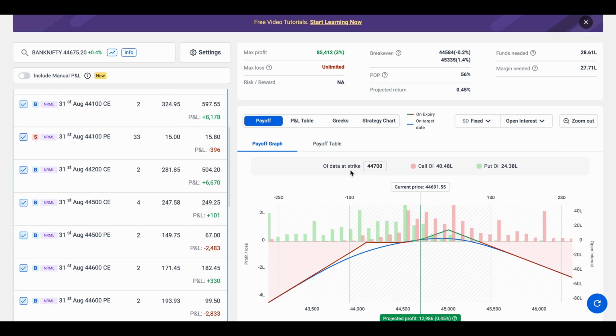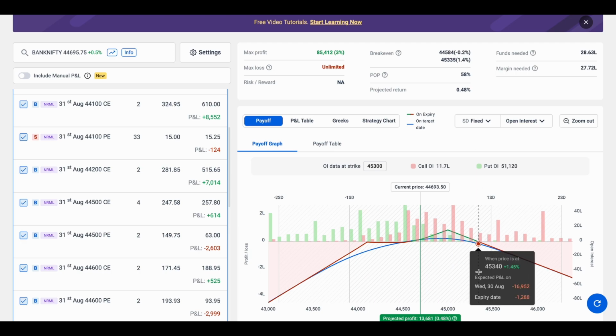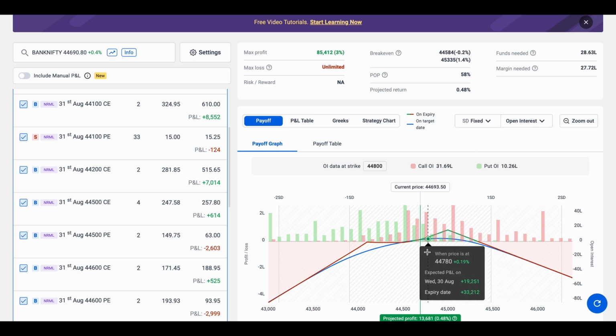This is how our payoff chart will look after that. We could make 3% of our invested amount, which is around 28 lakh rupees. Our break evens are at 45,300 to 300. Our break evens actually shifted after the adjustment.